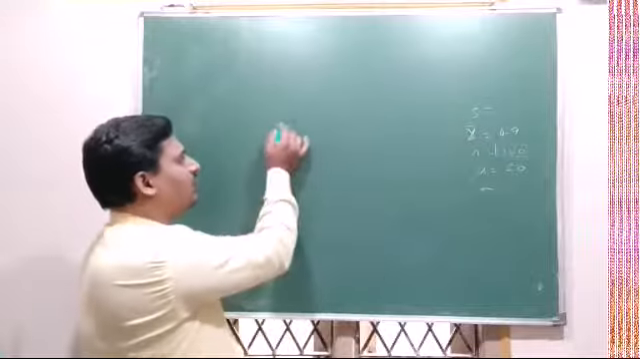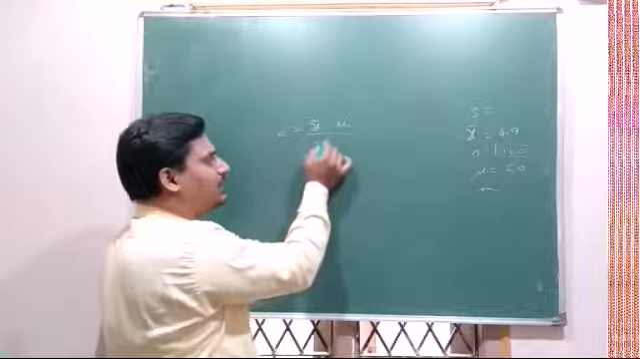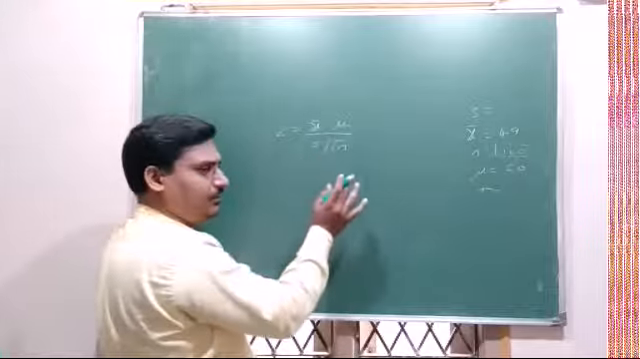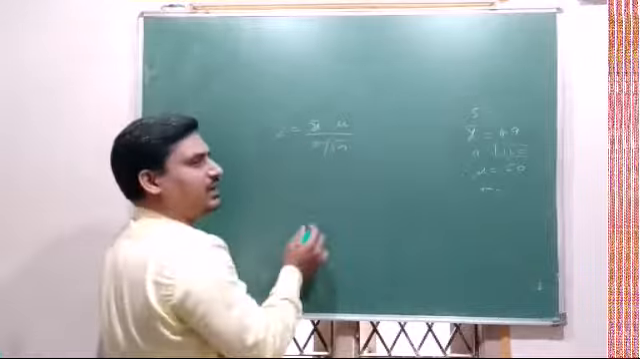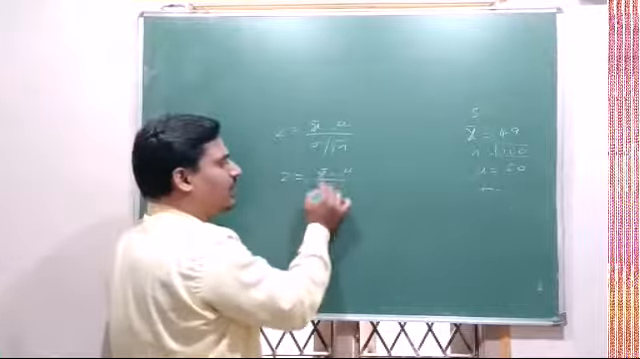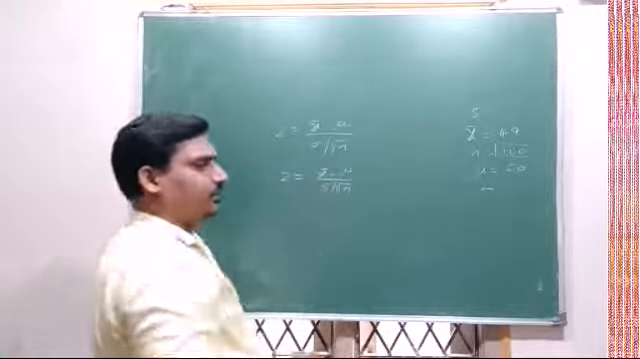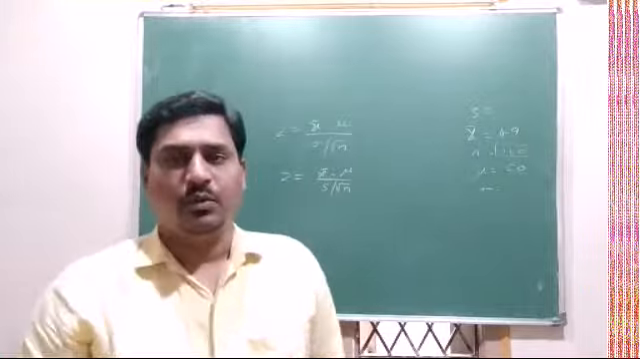Our usual formula is Z is equal to x bar minus mu divided by sigma by root n. If the standard deviation of the population is given, use it here. If not, Z is equal to x bar minus mu divided by S by root n. So this will be our formula.